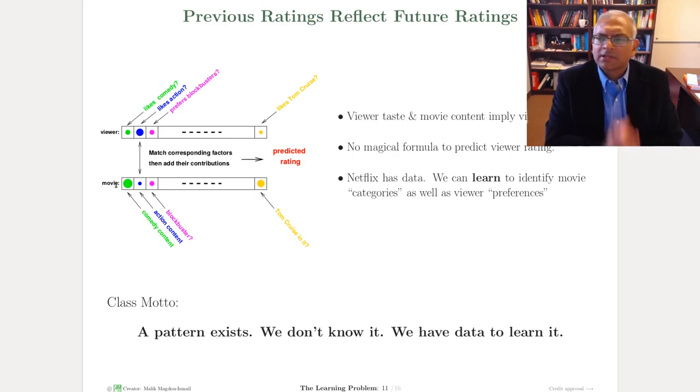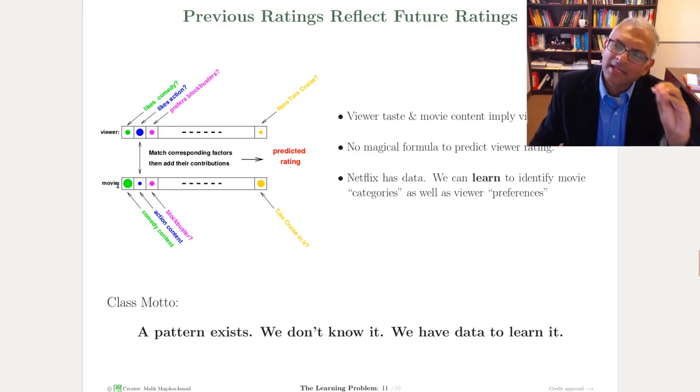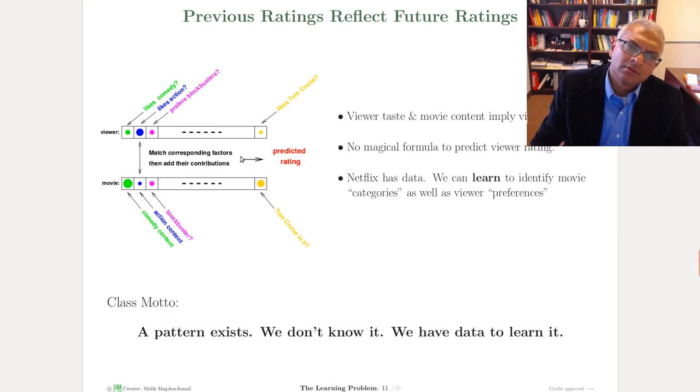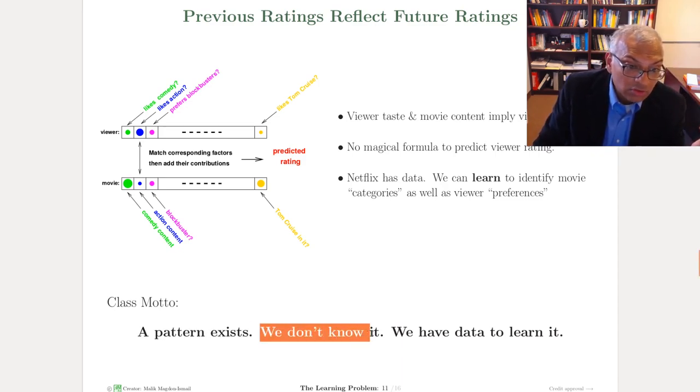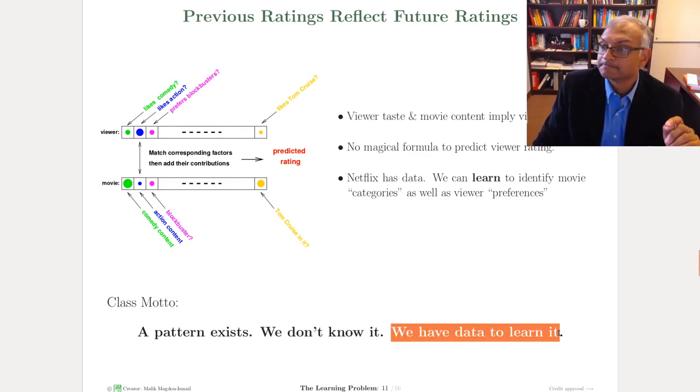And the most important high-level detail here is that there is some pattern, some formula, some relationship between a viewer's taste, the movie's content, and the rating that they would give to that movie. So this pattern is fundamental. There's a pattern, it exists. We don't know it, because if we did know it, we'd just implement it and we're done. And just like with Netflix, we have a lot of data to learn it.